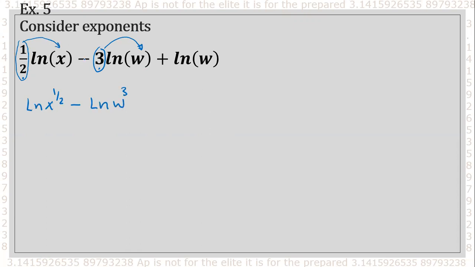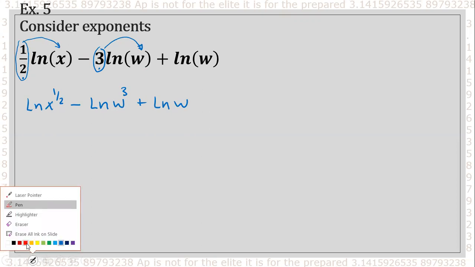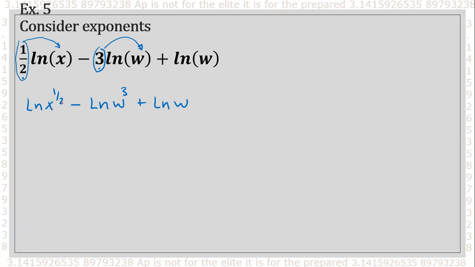Keep in mind, guys, that minus sign only told me it was division. I'm not carrying that negative with me. All right, and the next says ln of w. Okay. So let's continue. I'm going to rewrite this. The 1/2 exponent, or x to the 1/2, is the same thing as saying the square root of x. So I should have ln square root of x minus ln of w cubed plus ln of w.